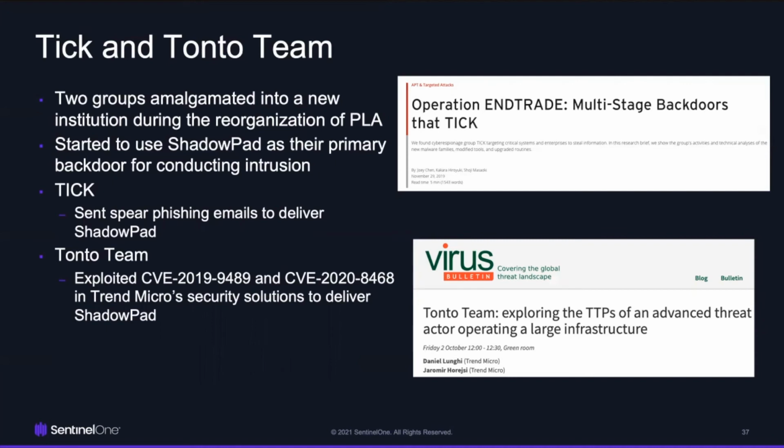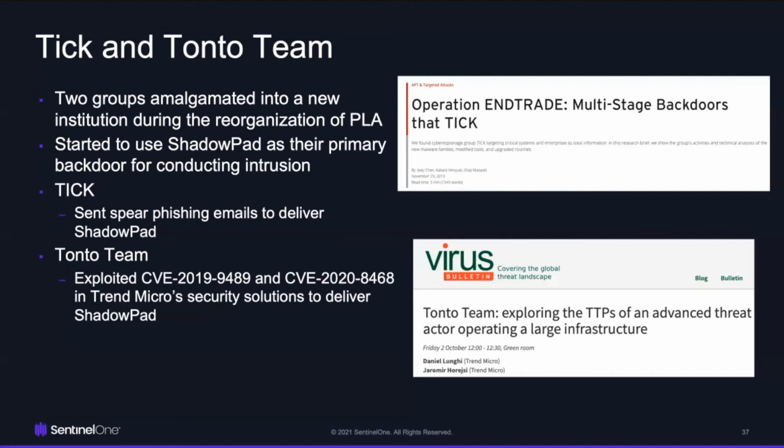Throughout 2019, Tick crafted and sent spear phishing emails to deliver ShadowPad in victims' networks for information stealing and long-term espionage. In 2020, Tongdou exploited CVE-2019-9489 and CVE-2020-8468 in security solutions that were exposed to the internet in order to deliver ShadowPad in the internal network for further exploitation.